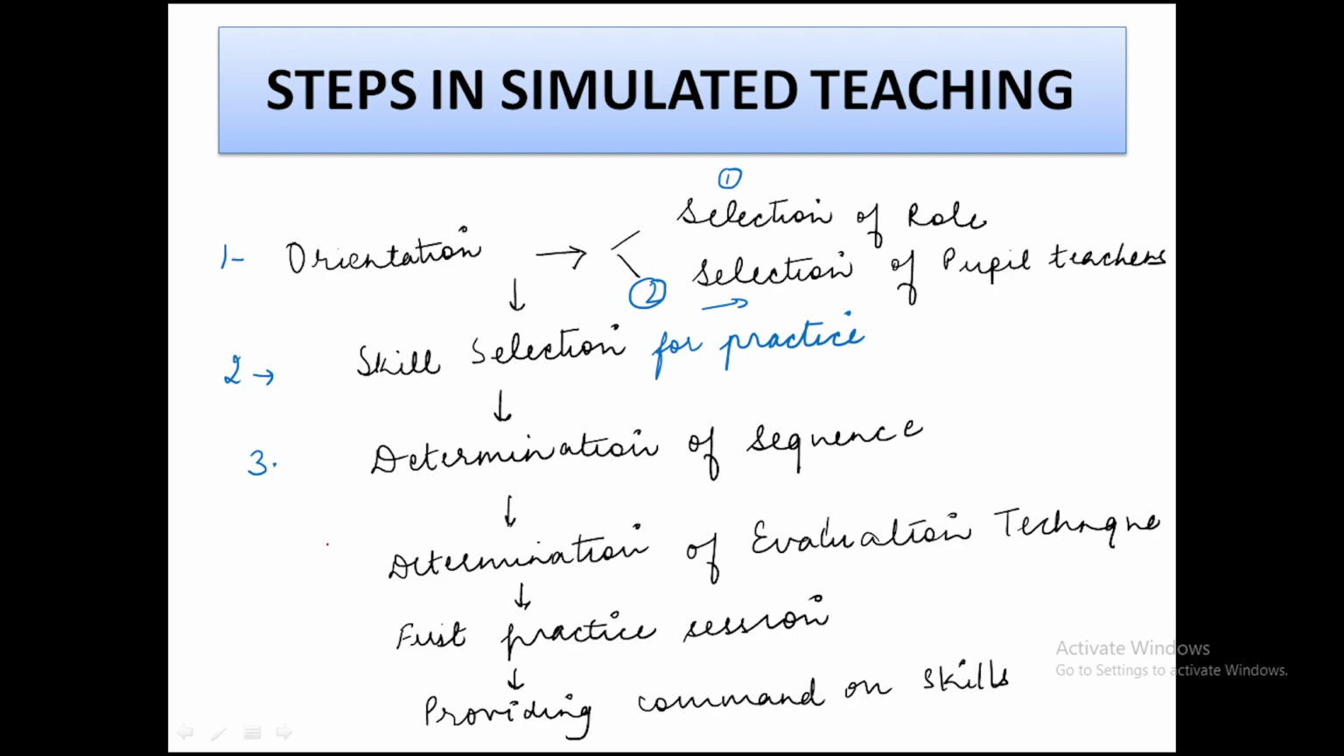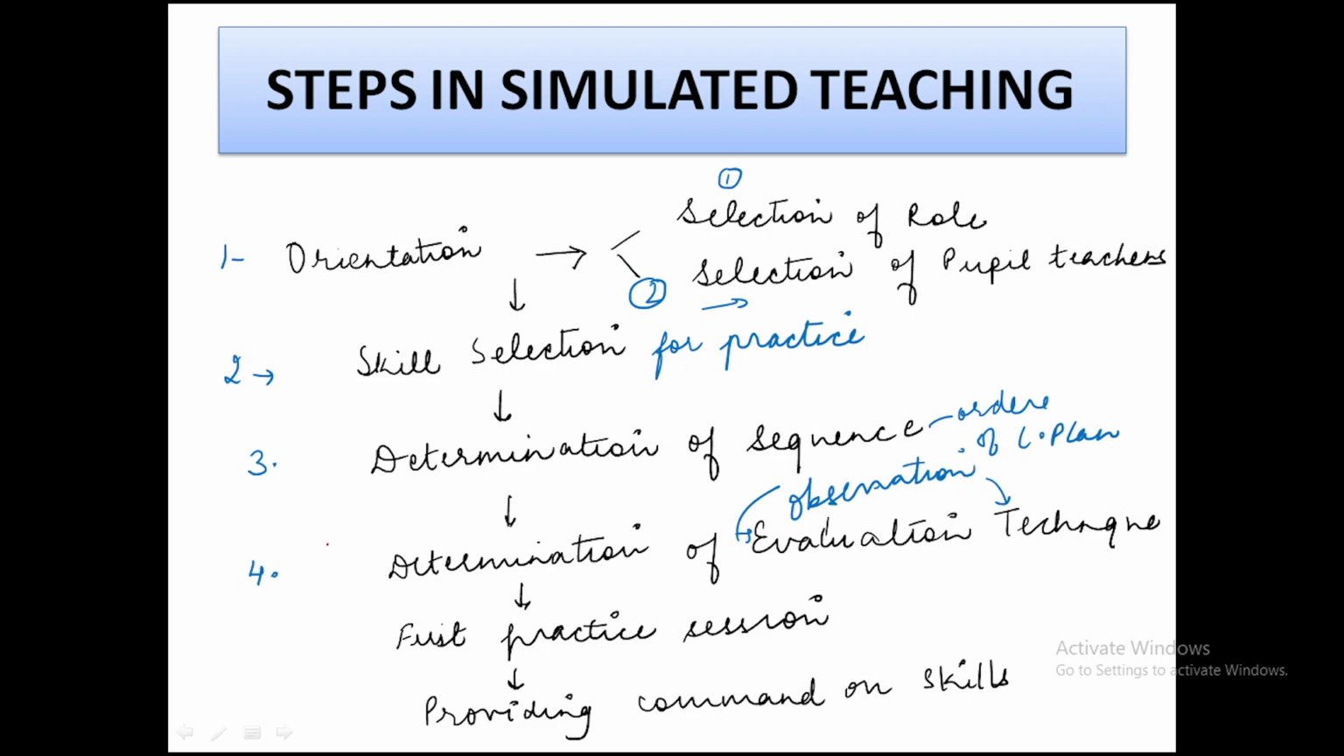So the order of skills in the classroom, the order of the lesson plan is discussed here. Then in fourth, determination of evaluation technique, observation technique or questionnaire technique, or which kind of technique the observer will use for observing in the classroom. So both evaluation as well as observation, both techniques are discussed first.